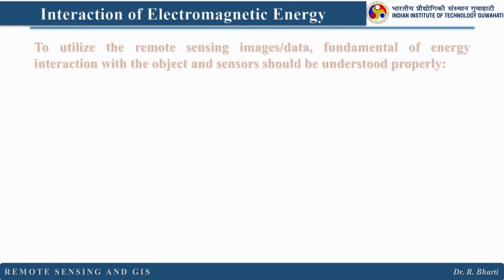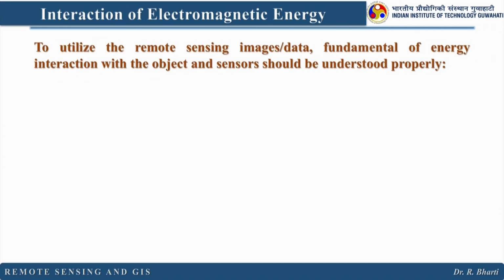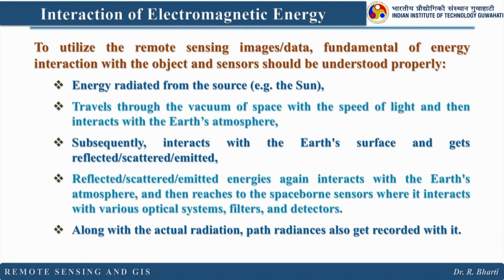Now, interaction of electromagnetic energy with matter. To utilize the remotely sensed image, the fundamentals of energy interaction with the object and sensor should be understood properly. So let us start from the beginning. Energy is radiated from the source, and in this case we are always referring to passive remote sensing. The sun is our source, and its energy travels through the vacuum of space at the speed of light and then interacts with the Earth's atmosphere. Subsequently, it interacts with the Earth's surface and gets reflected, scattered or emitted in different wavelength regions.